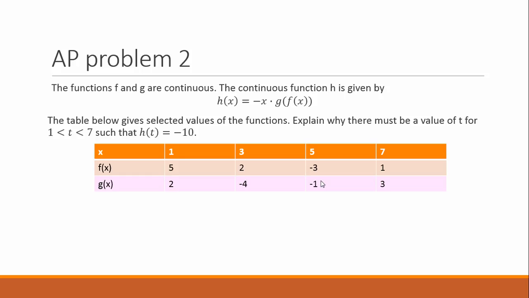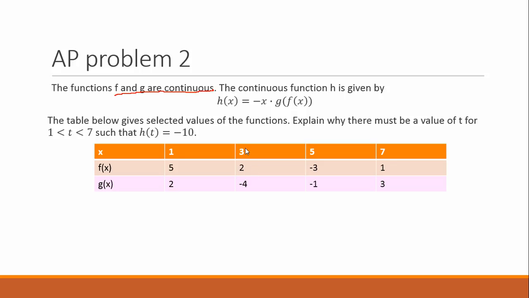Okay, so let's move on to another AP problem. So the functions f and g are continuous. The continuous function h is given by h of x is equal to negative x times g of f of x. So first of all, let's underline the fact that f and g are continuous. That's really important. That means that we're going to be using one of our theorems. And this function looks pretty difficult, but really it's just going to be a matter of plugging things in. So whenever you see a table like this, generally you're not going to be doing a whole lot with, let's say, the power rule or whatnot.